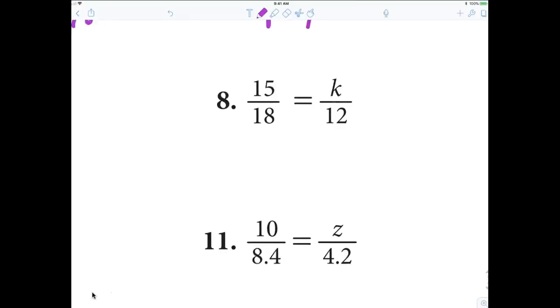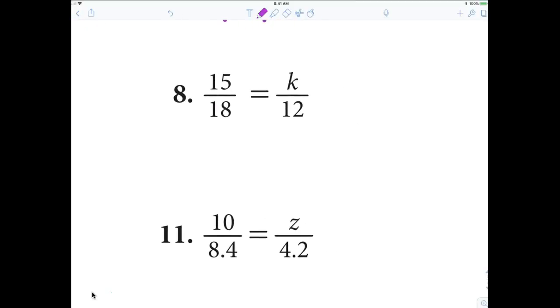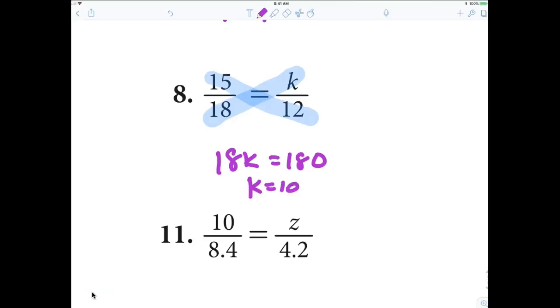All right, let's take a look at number 8 now. Number 8, we should cross multiply. When I cross multiply, I get 18K. And now somebody tell me what 15 times 12 is. 15 times 12, 180, right? And then you divide by 18. So K is 10. Everybody good with that?